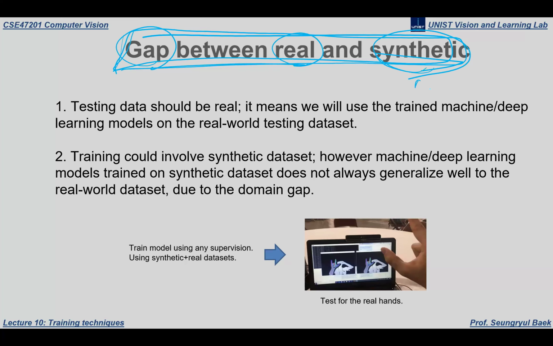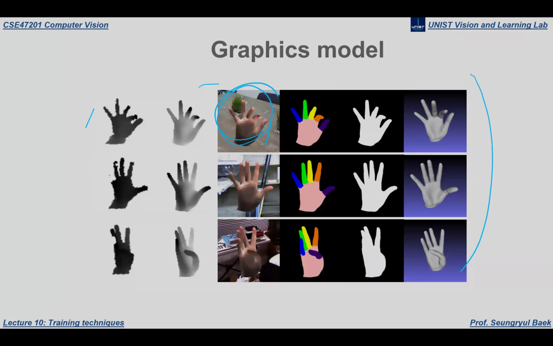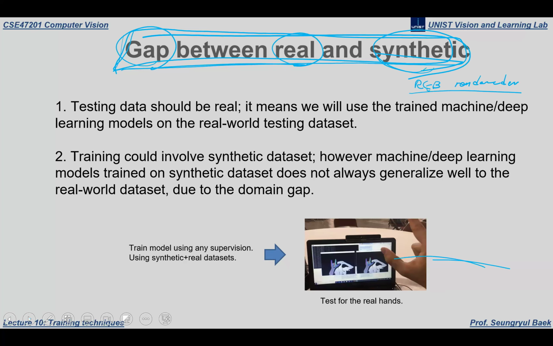Synthetic data, that is RGB images rendered using the graphics engine, okay? Even humans can feel that this is not that realistic. This is more like animation data, not realistic data, okay? So the issue is we have to make a deep learning architecture that works for real test data. In the real world, we want to use the deep learning model.